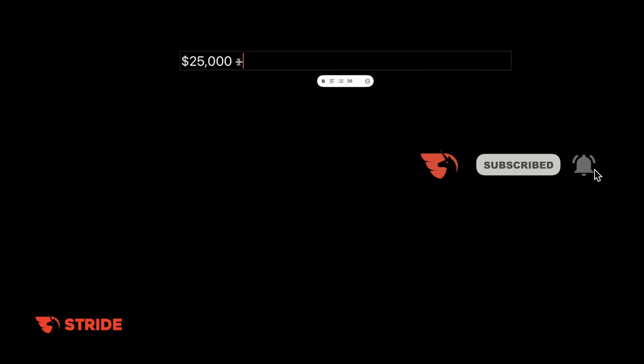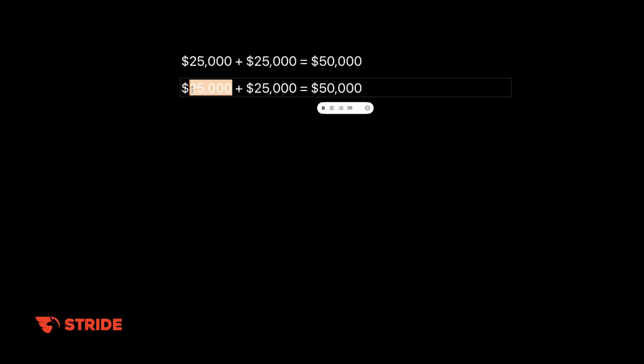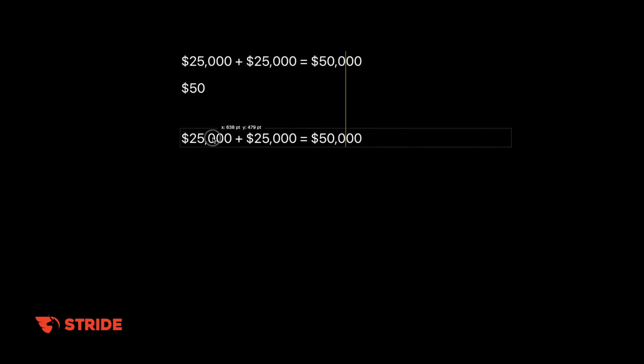Let's pretend you have $25,000 in your margin account. With Regulation T, you can borrow the same amount, $25,000, and therefore you have $50,000 that you can use to short a stock, for instance. Let's pretend that you want to short a stock that is currently priced at $50. So here is what the calculation is.